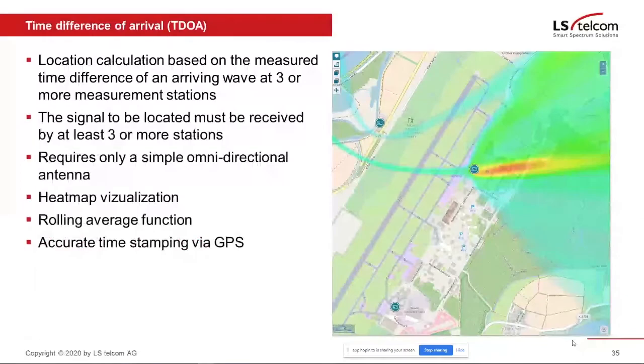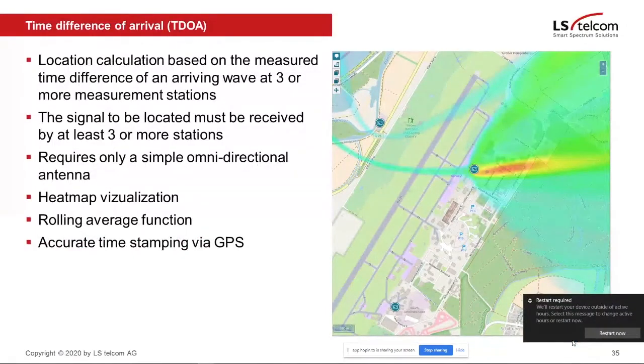TDOA means time difference of arrival. So the location calculation is based on the measured time difference of an arriving wave at 3 or more measurement stations. That means, for example, if your search signal is here, the arriving wave will be first at this station, second here, and third here. And based on this time difference, which is somewhere in the nanosecond ranges, you can recalculate it and can say, okay, here in my heat map, the search signal is located here.